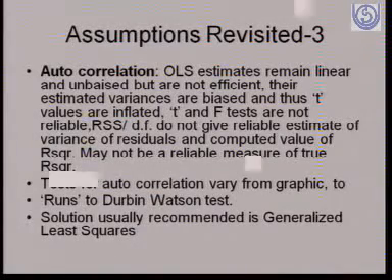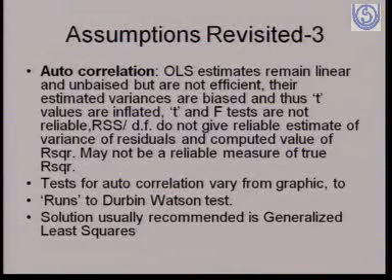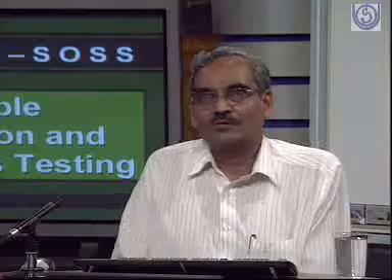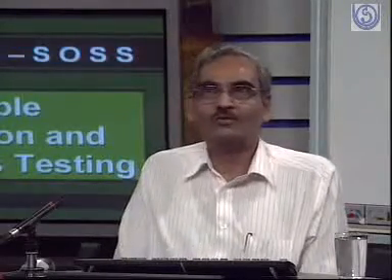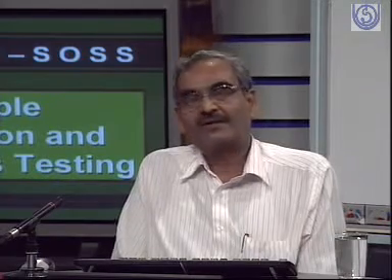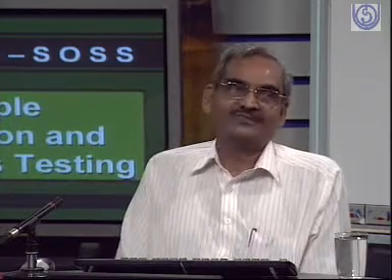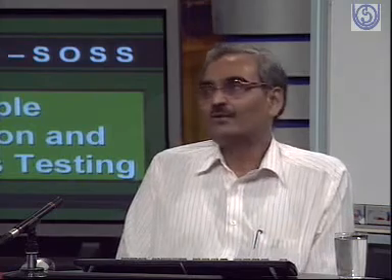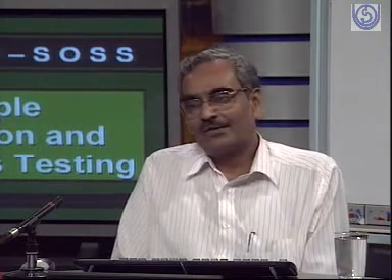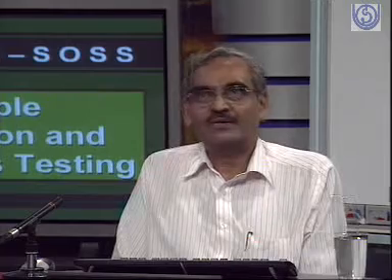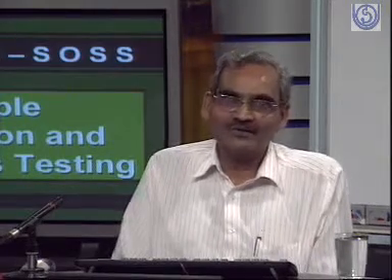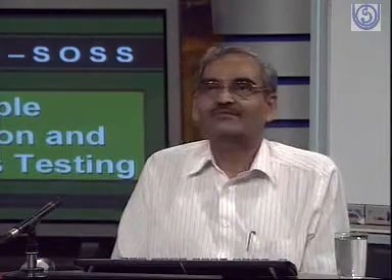For this, tests vary from graphic to Runs test to the Durbin-Watson test, which is more, you can say, rigorous. The solution usually recommended is generalized least squares. But one thing I would like to point out about autocorrelation. This problem is encountered when we have time series data. And in most of the economic time series, values in any particular time period tend to be correlated with the values in the previous time period and a couple of previous time periods.